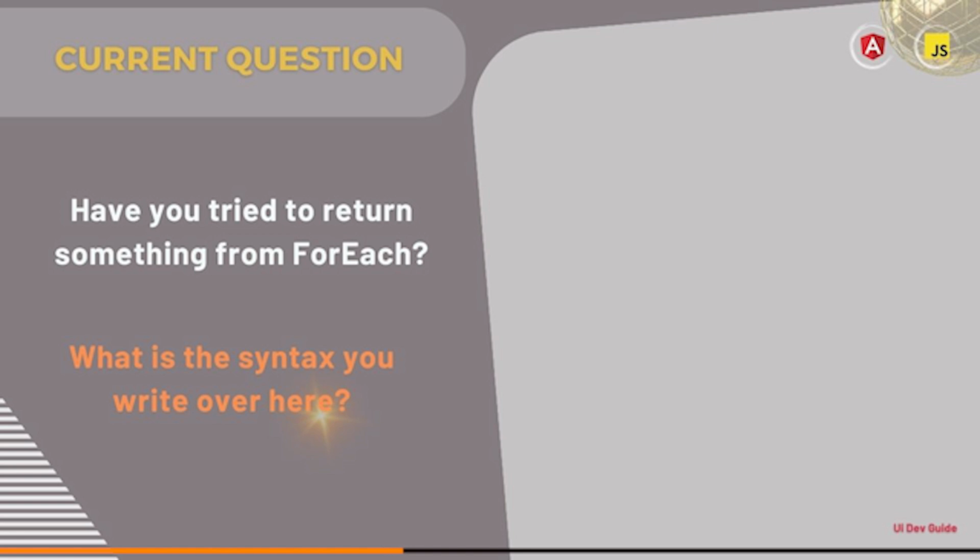Okay, in Angular you use ngFor, correct? So what is the syntax you write over there? We would start with the star and the for, and then the let, then the name of the object we want, then of, and then the name of the array or the variable. Then if you want to get the index as well, that is fine.